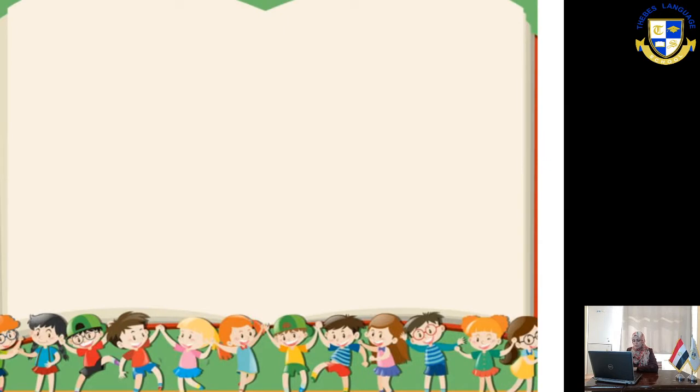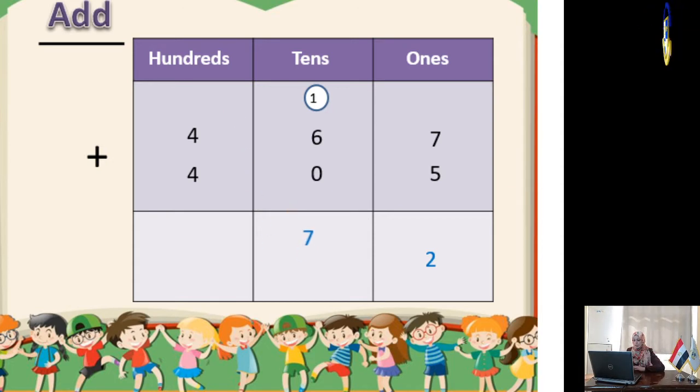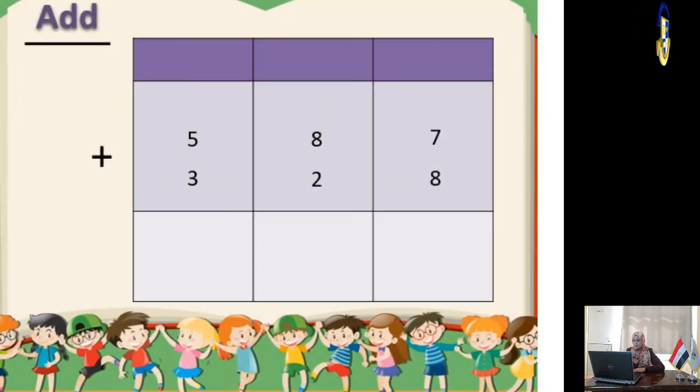465 plus 405. You have to do plus. Always start with the ones. 7 plus 5 equals 12. 2 and carry up 1. 1 plus 6 equals 7. 7 for the tens. Add the hundreds, 4 and 4 equals 8. So 872.